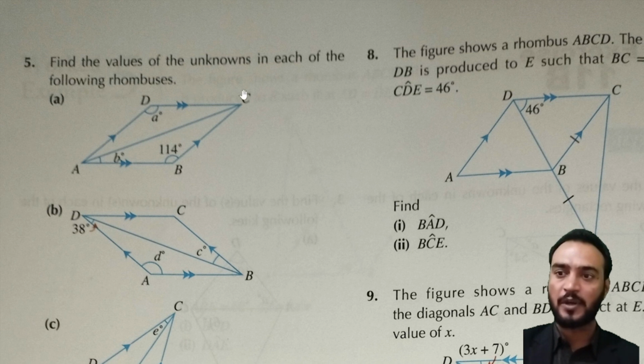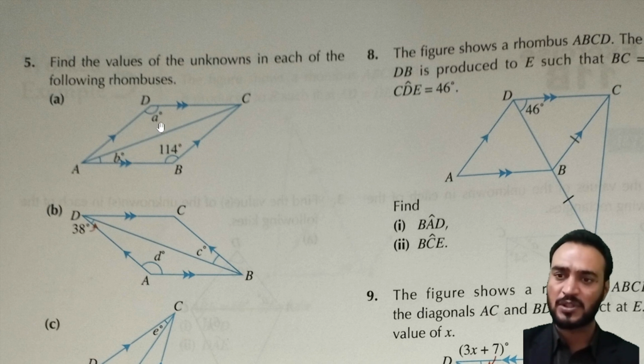Find the values of the unknowns in each of the following rhombuses. In part A, ABCD is a rhombus where a degree and b degree are unknowns. We need to find the values of a degree and b degree. The properties of a rhombus are that the diagonal bisects the interior angles, all the sides of a rhombus are equal in length, and opposite sides are parallel to each other. By using these properties, we will find the values of the unknowns.